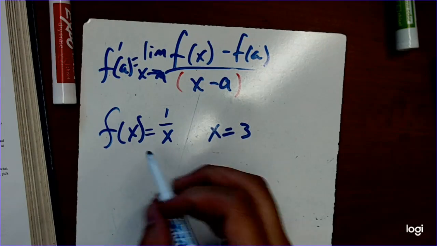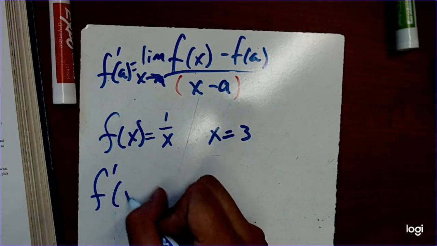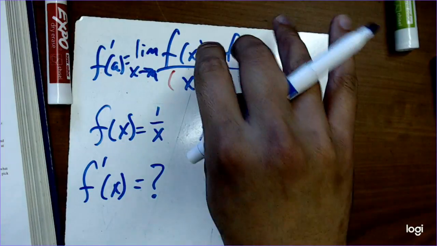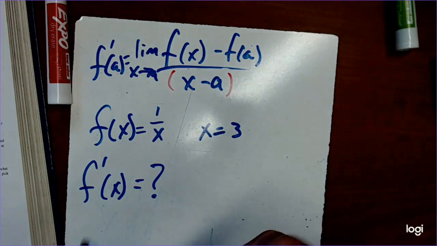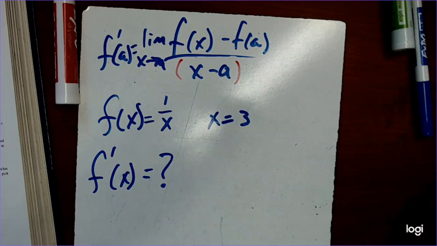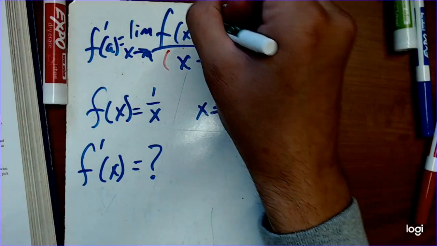So the derivative of f of x, so f prime of x. What does that equal? Well, I have to plug this into this definition, rewrite it, plug in the number 3, and that will give me f prime of x. So let's get to it. Let's switch to green.